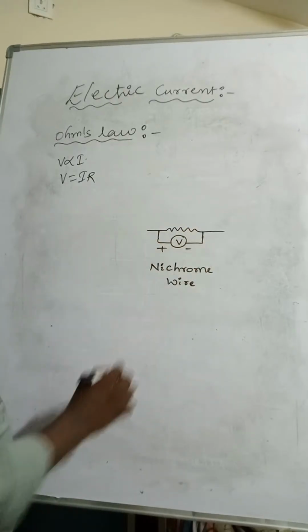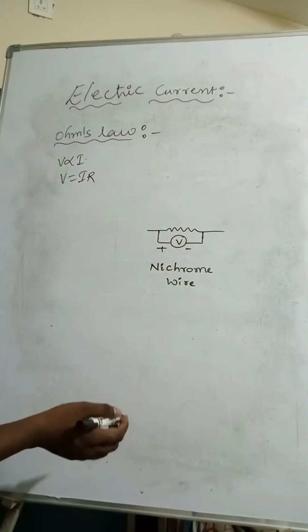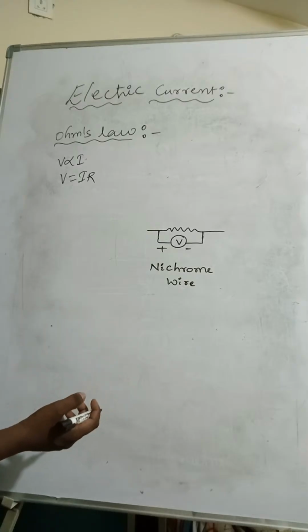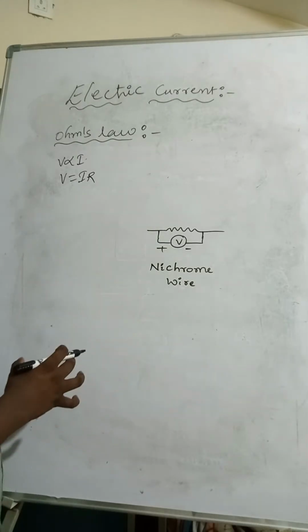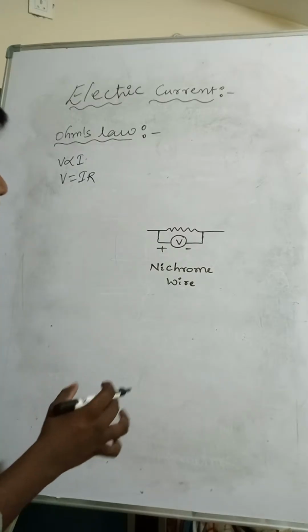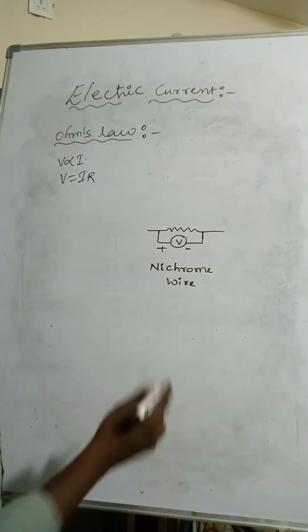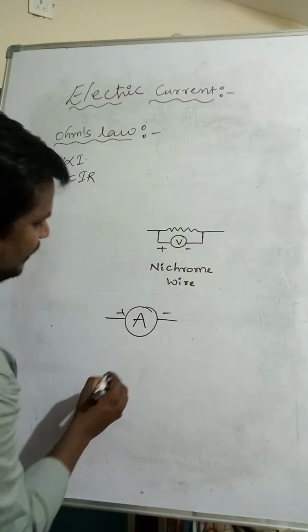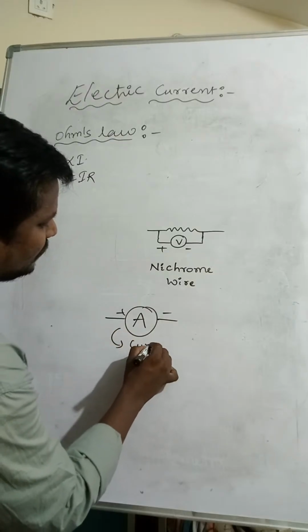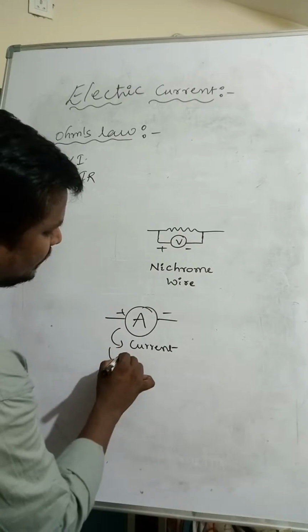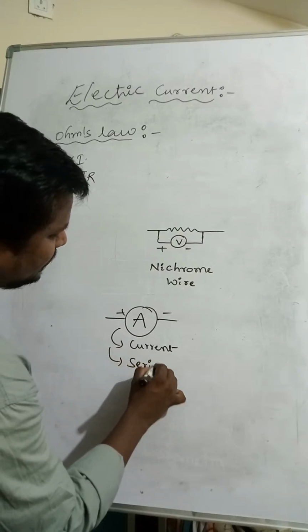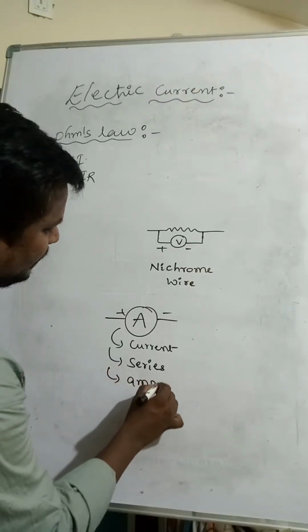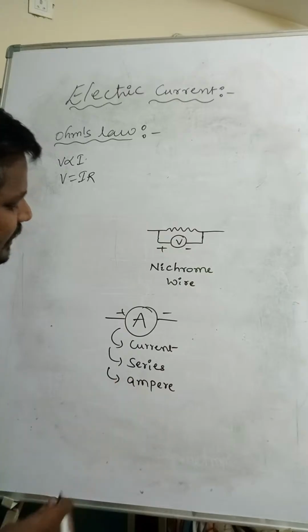A voltmeter is used to measure the potential difference. The voltmeter will be connected in parallel to the electrical components, because it measures the potential difference. An ammeter is used to measure the electric current, so it will be connected in series to the circuit. The SI unit of current is ampere.